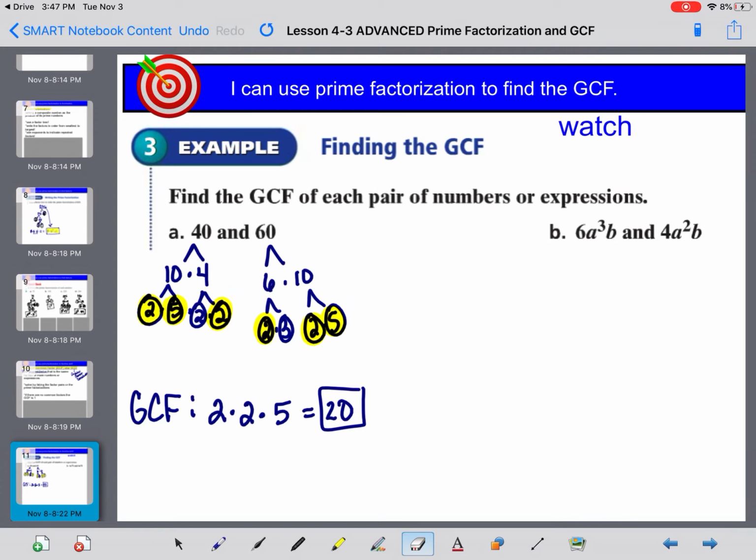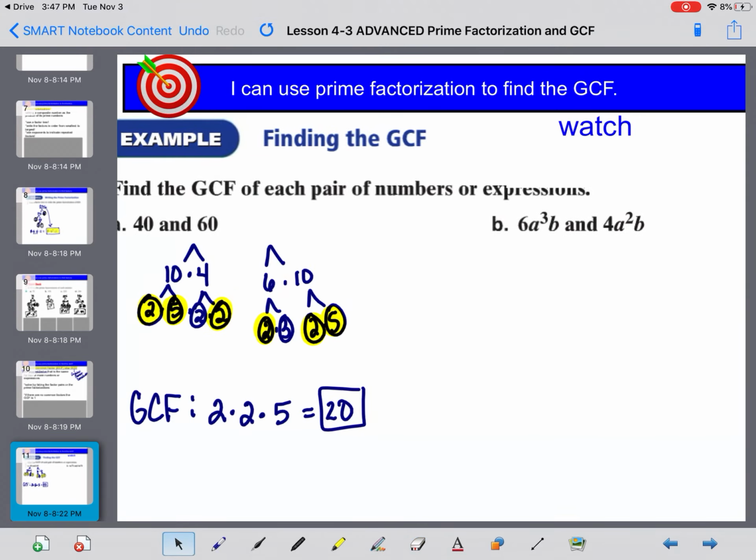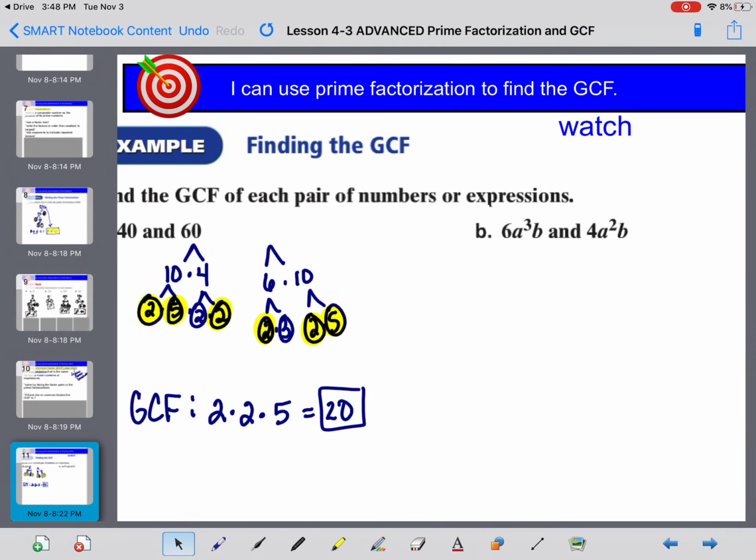The same thing is true if you have variables. Don't be scared of these variables. I know sometimes it seems like it's a little scary because there's letters there, but don't be intimidated by that. Let's give it a try.